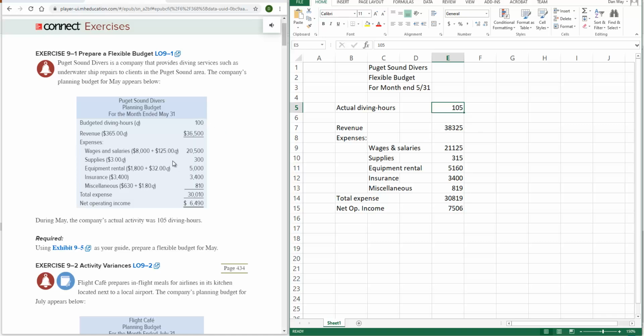So we'd expect things that change with volume, like our revenue and any of our mixed or variable costs, to all increase relative to our planning budget. So to wrap that up, our flexible budget should flex for the actual level of activity all of our income statement items here that change with volume. So our revenue, any of our expenses that were variable or mixed, so everything except insurance in this case, and then again we'd get our net operating income total at the bottom.